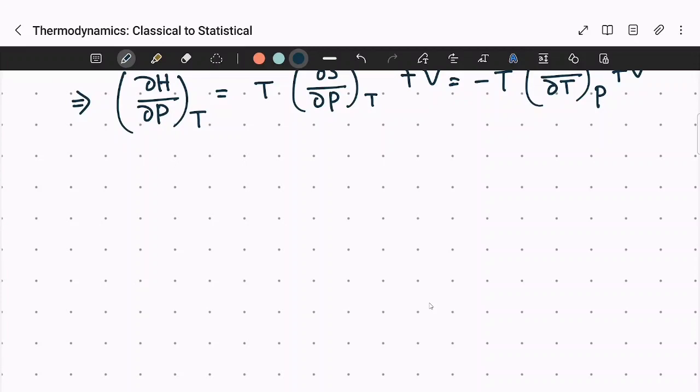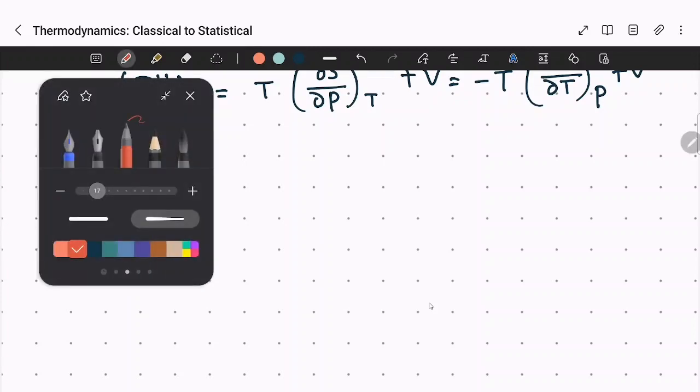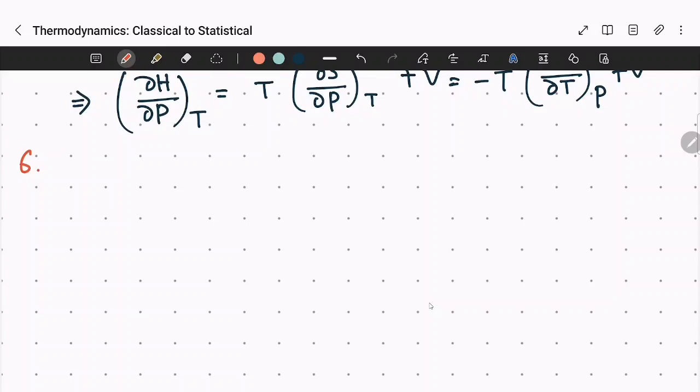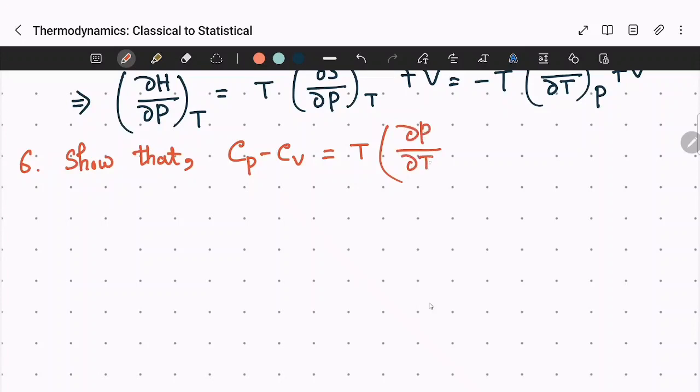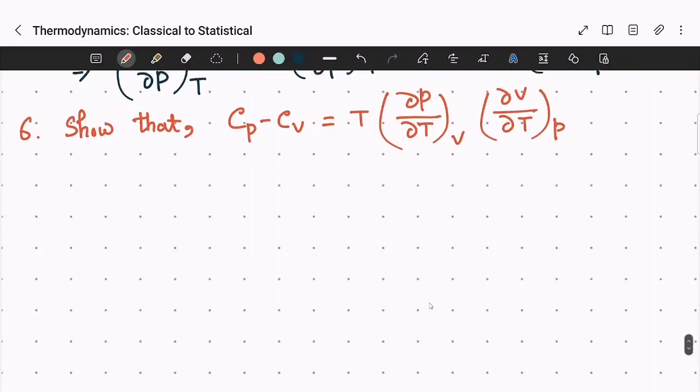So now we have to go to our next question, the sixth question. Cp minus Cv equals T into del P del T at constant V into del V del T at constant P. Again, this is an important question. This kind of question can be formulated considering various equations we have to derive. So now again we have to derive this equation. Okay, let me start.